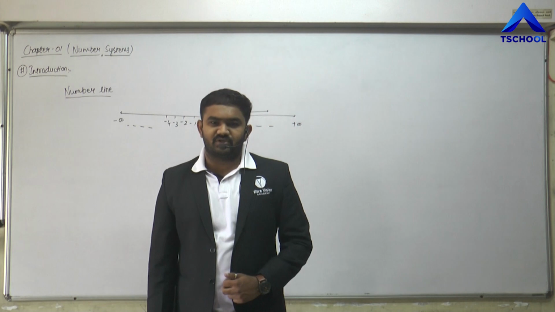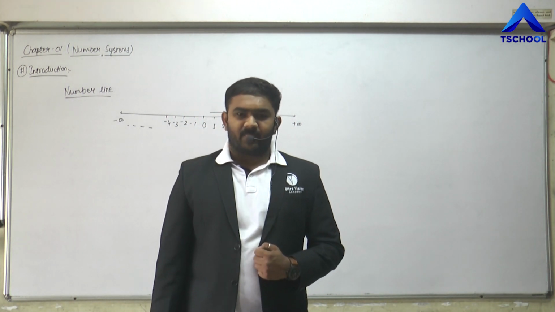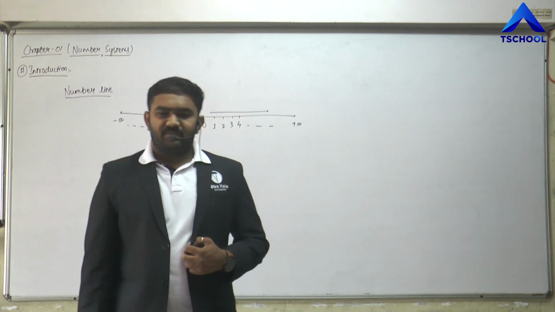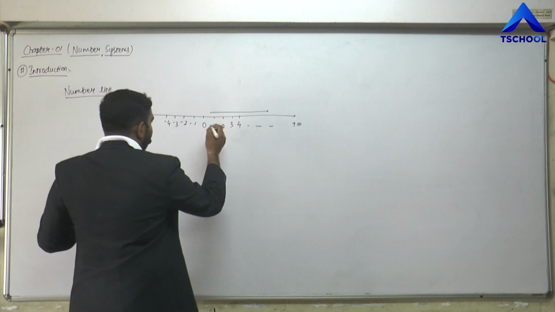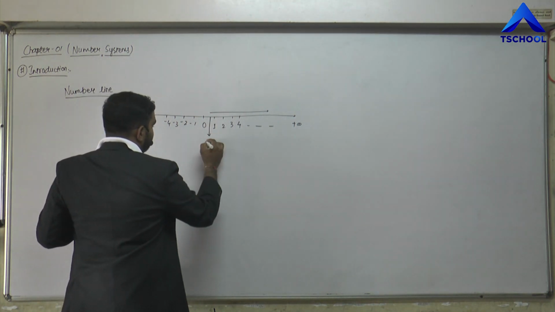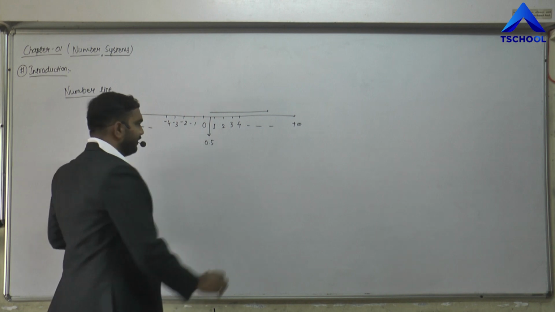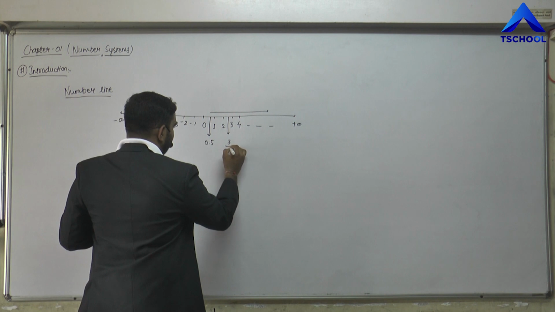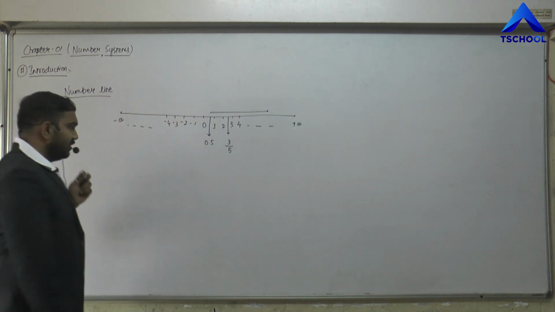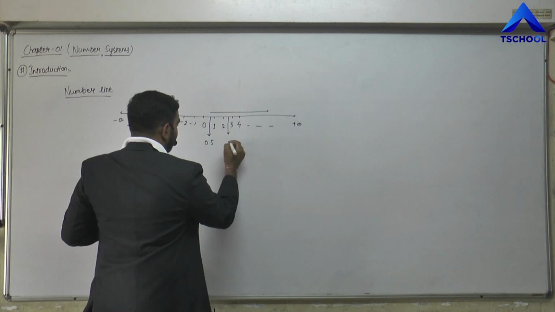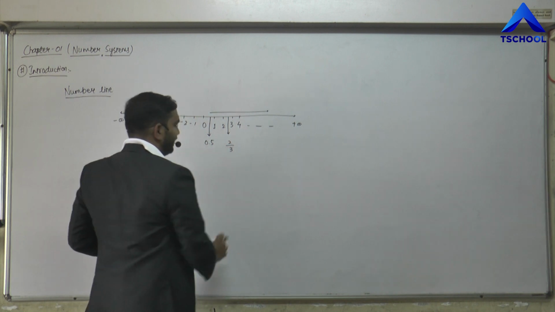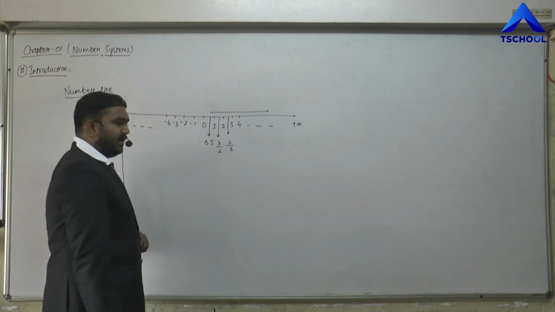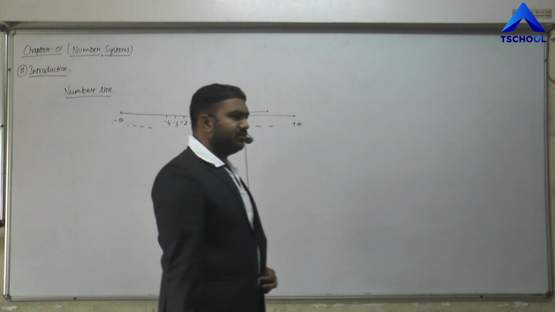But what about those numbers which are in decimals, which are represented in the fraction part, or which are represented as the square roots? So they may also be present here. That means I will have some number here like 0.5. I shall have some number here like 2 by 3 or anything like that. I may also have a number here like 3 by 2, right? And so on.